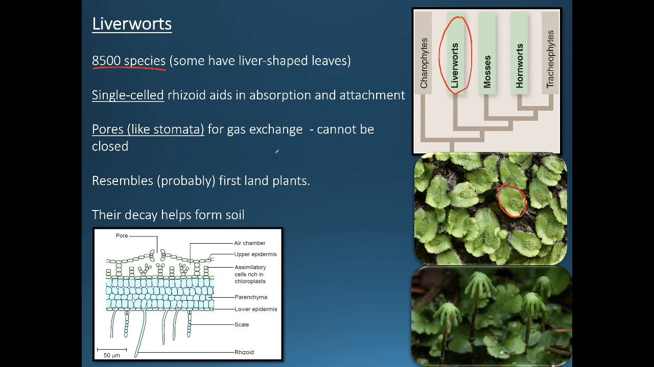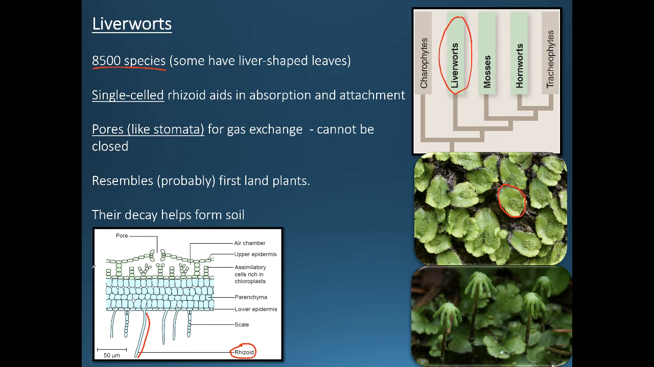One thing that sets the liverworts apart from the mosses and the hornworts is that their rhizoids, shown down here in this diagram, are only a single cell. So you can see it here, it extends all the way down here, but it's just one cell. And as all rhizoids, it helps in absorbing nutrients and water, but it also helps in attaching to various substrates.